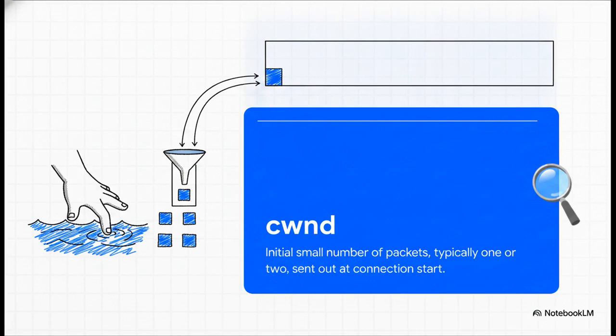When a TCP connection first starts up, it doesn't just open the floodgates. No, it establishes an initial congestion window that is incredibly small, typically just 1 or 2 packets of data. It's literally dipping a single toe into the water to see how the network reacts before diving in.